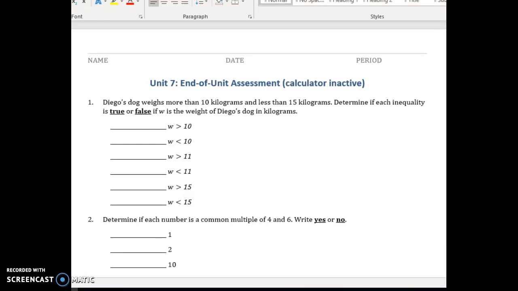Unit 7 End of Unit Assessment. Calculator inactive. Question 1. Diego's dog weighs more than 10 kilograms and less than 15 kilograms. Determine if each inequality is true or false if W is the weight of Diego's dog in kilograms.